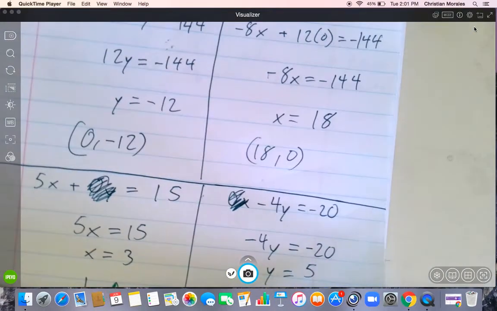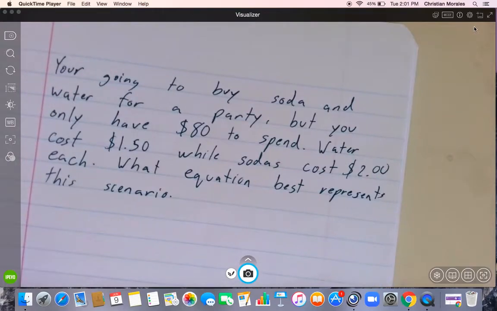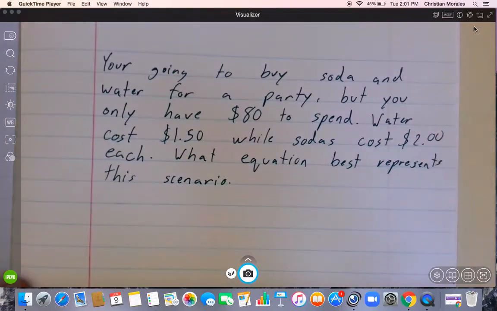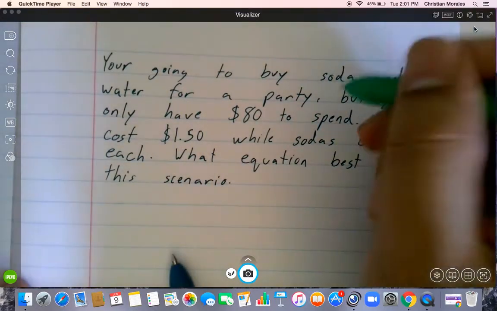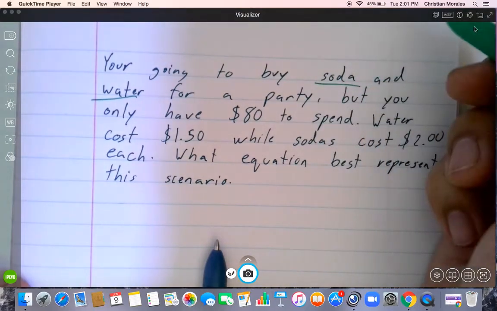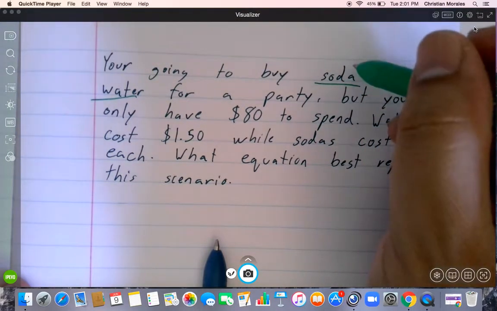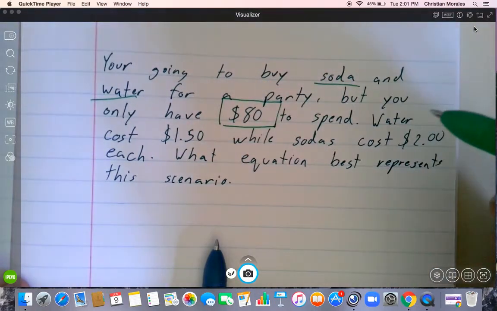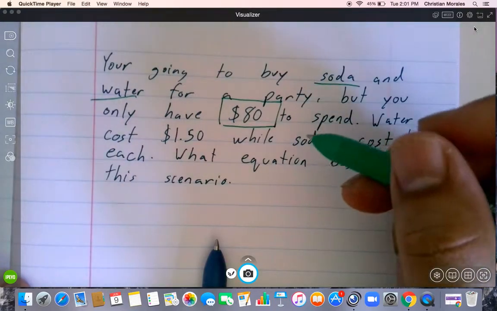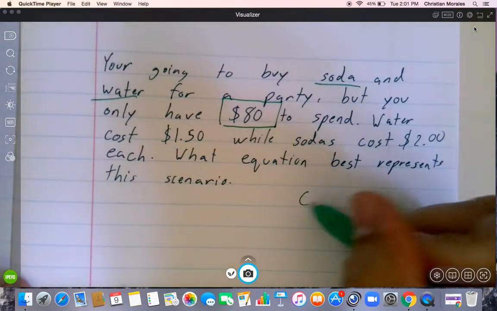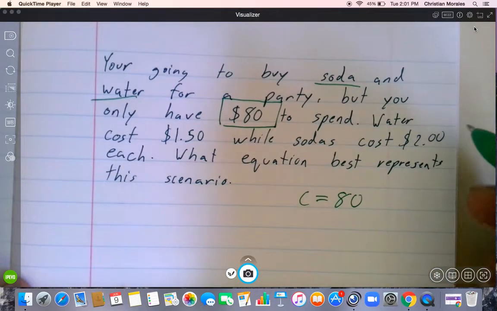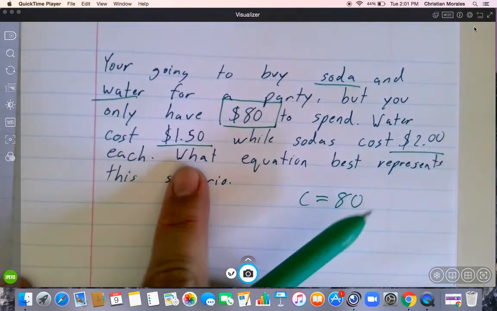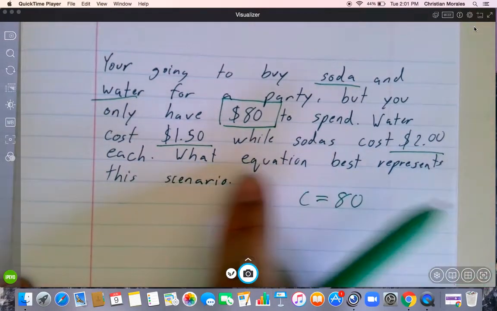Last thing, word problem. The word problem for these is generally going to be something like this. You're going to get 2 different items. In this case, you're going to buy soda and water, right? So these are the 2 items. Now, you have a total, and when you get your total, that is your C. So in this case, C is 80. Well, what about A and B? A and B is the cost of them separately. So what does it cost for water? What does it cost for a soda?